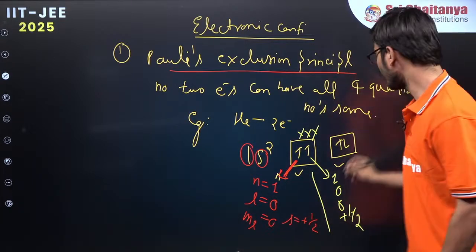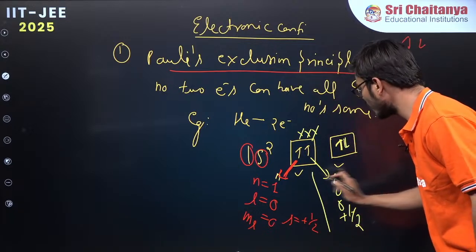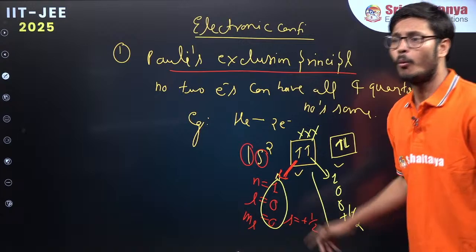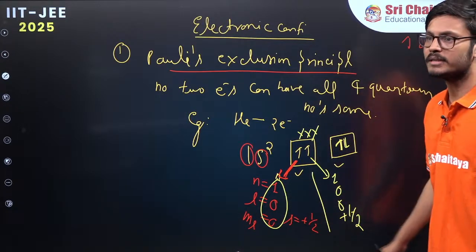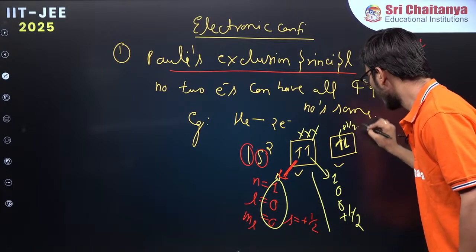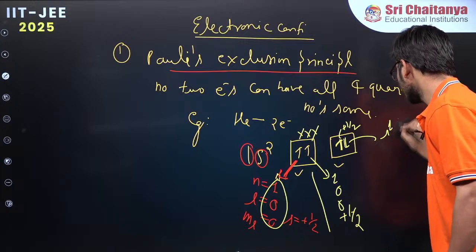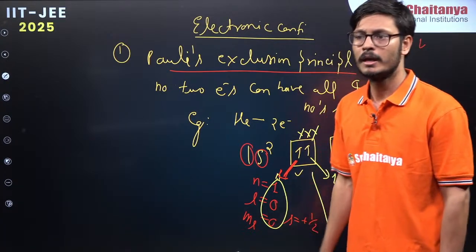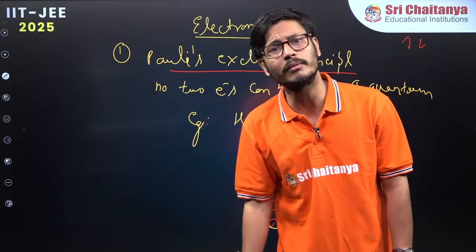We need to have opposite spins. For opposite spin, the remaining three quantum numbers will be the same. What will be different? The spin quantum number. For example, for this one, spin will be plus half, and for this one, spin will be minus half. That means the quantum numbers are different. So this is called the Pauli principle: no two electrons can have all four quantum numbers the same.